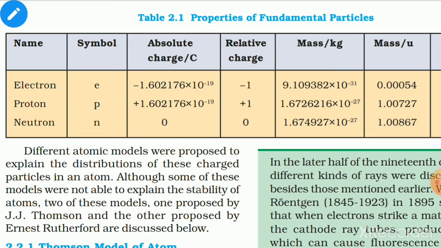Mass of electron is 9.109382 times 10 to the power minus 31 kg. Proton is 1.6726216 times 10 to the power minus 27 kg, and the mass of neutron is 1.674927 times 10 to the power minus 27 kg. The absolute charge of neutron is 0. The relative charge is also 0.